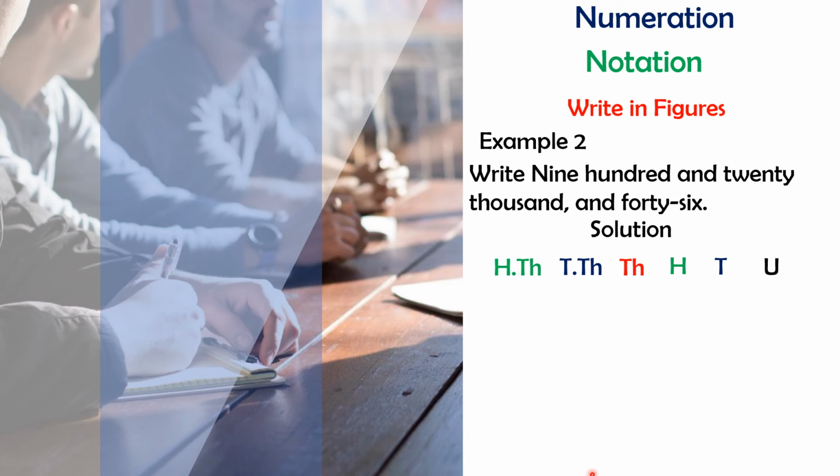That's good. Then after that, you start to place the numbers being given to you. 900,000 under hundreds of thousand. Then followed by 20,000 under tens of thousand. Then followed by 46. Okay, but let's write 40 under tens and then units.